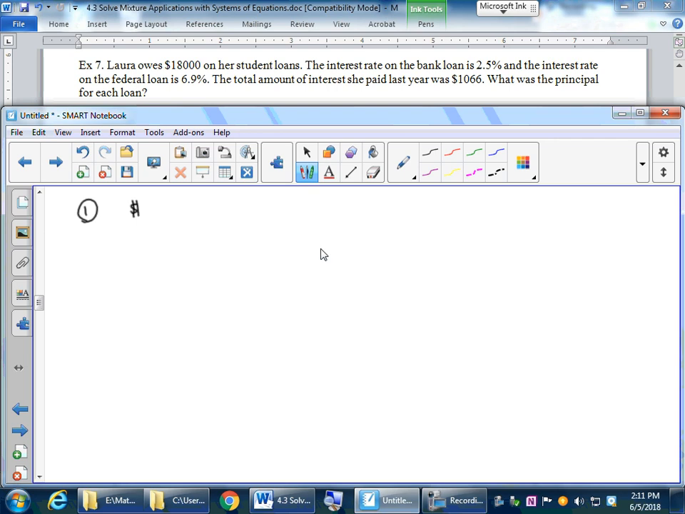the dollar, right? Loan from bank, and the other one is dollar loan from federal. So let the bank be B and the federal be F. Step 2, the bank plus federal must be a total of 18,000 that she loaned. That's the first equation, because it cannot go over 18,000 or be less than 18,000, right? We're talking about last year.